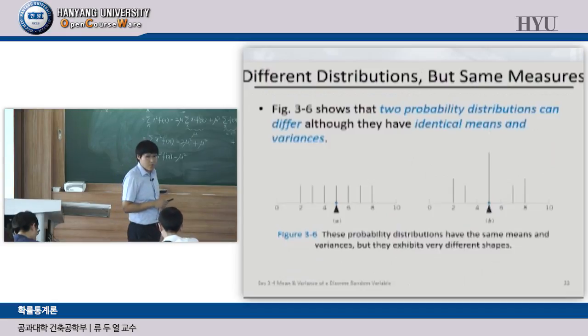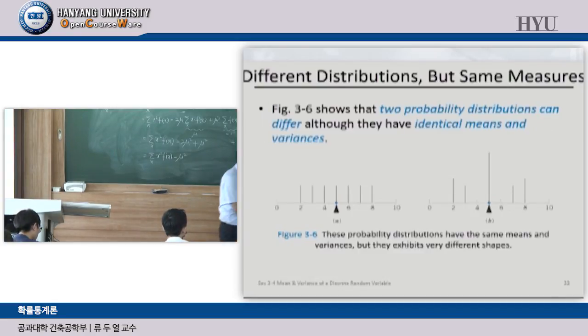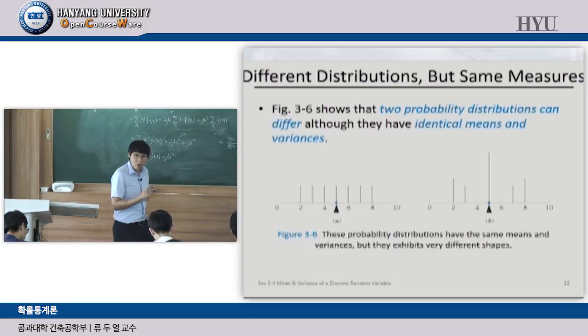And this is about different distributions but the same measures. Figure 3 shows two probability distributions that can differ, although they have identical means and variances. If we assume that the y-axis indicates the probability mass function, this is each probability mass function, right? So in this case, we have the same mean and same variance. But even though we have the same mean and same variance, the shape of the probability distribution is different, okay? So it is impossible to determine the shape of the probability distribution based on the mean and the variance.